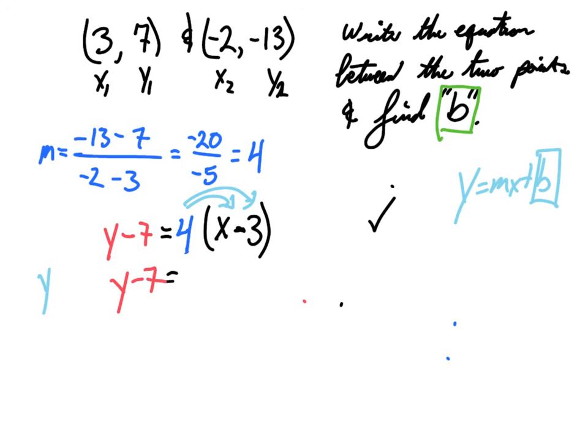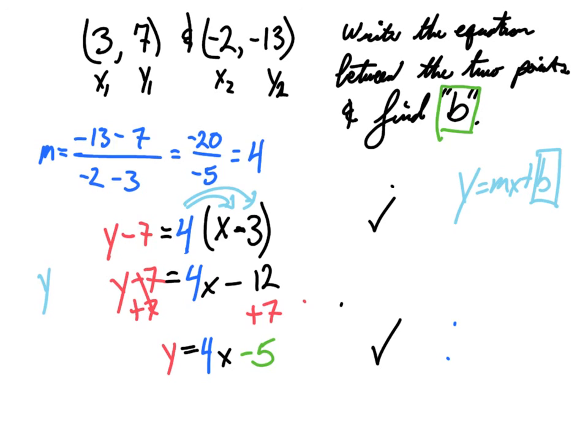y minus 7 is equal to 4x minus 12. All right, so again, this y isn't quite by itself, and so I'm going to come in and I'm going to add 7. And so once I add 7, I'm going to get y equals 4x and then negative 12 plus 7, so I'm working kind of my way out of the hole a little bit, is going to be minus 5. And so I'm looking for b, and now I have found b. So here's my equation. And here is my b.